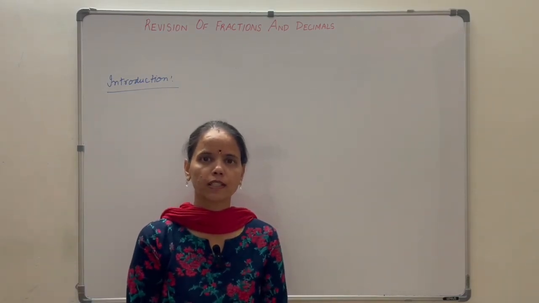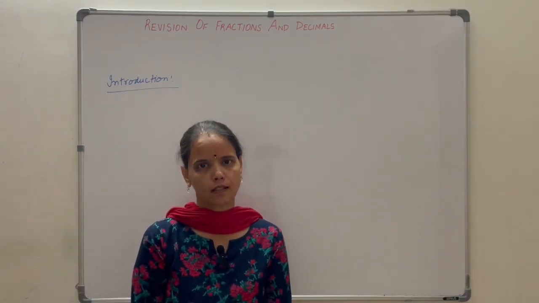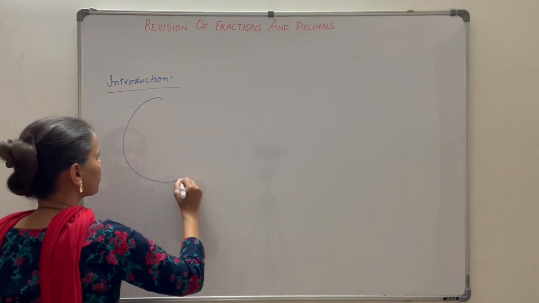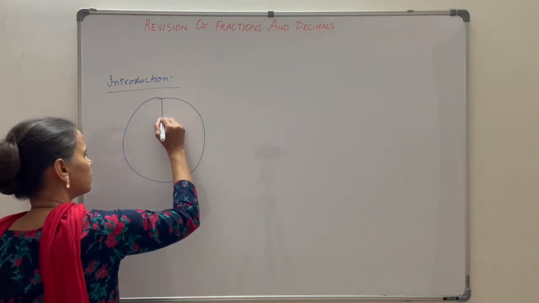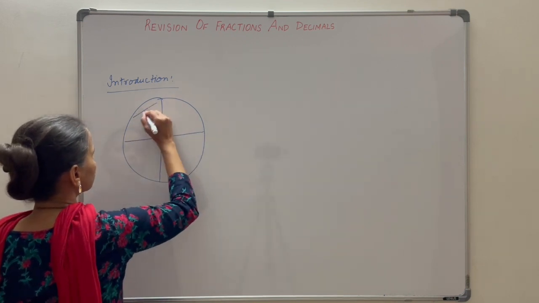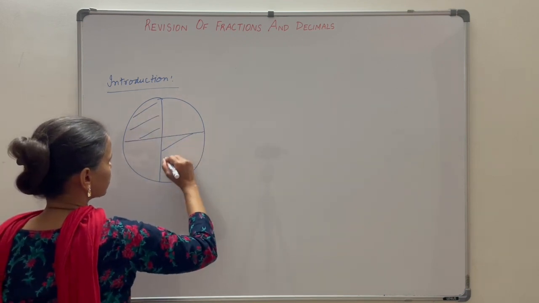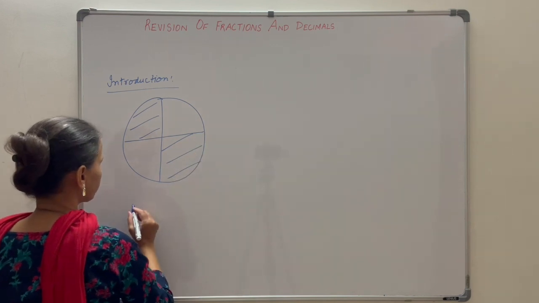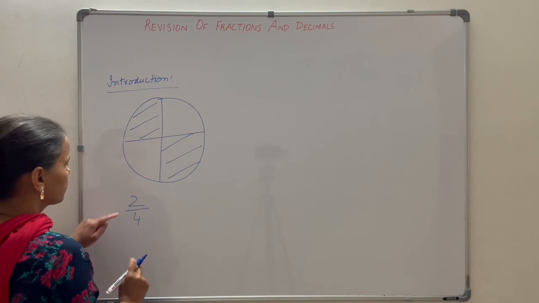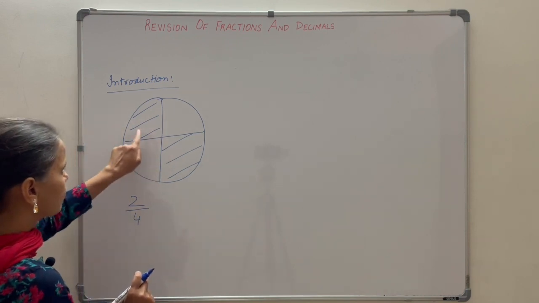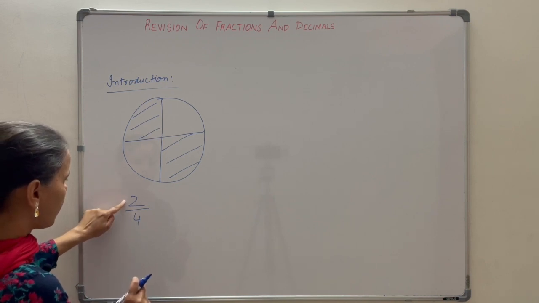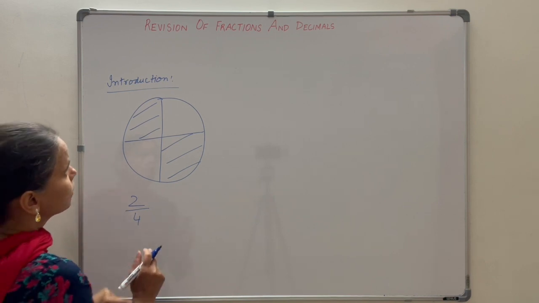Let us now revise what are fractions and decimals. So fractions are parts of a whole. If this is the whole, you are dividing this whole into 4 equal parts, and out of these 4 equal parts, I have shaded 2 parts. So what part is shaded? 2 by 4 part is shaded. 2 parts are shaded out of 4 parts. So 2 by 4 is a fraction, parts of a whole.